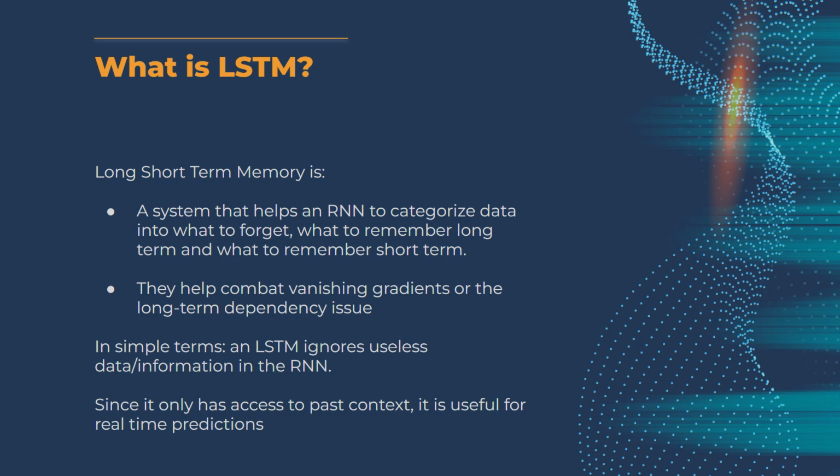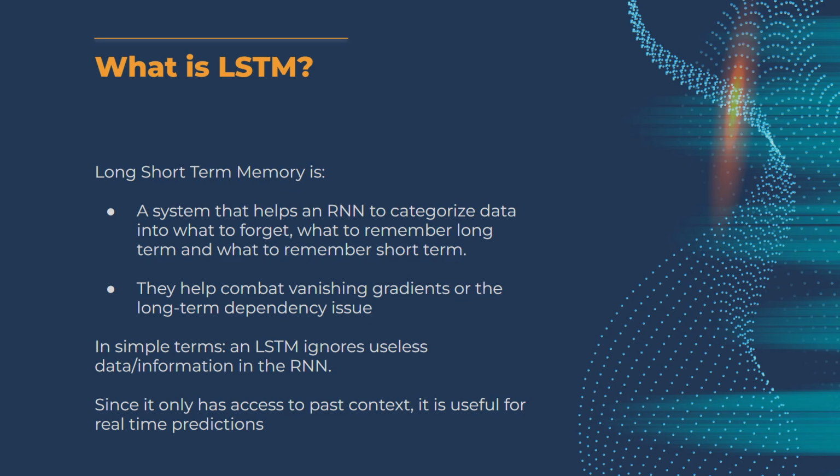So, long short-term memory is a system that helps an RNN to categorize data into what to forget and what to remember long-term, and what to remember short-term. They help combat the vanishing gradients and the long-term dependency issue in RNNs because they allow the RNN to remember more data and more useful data. They also forget data that we don't need. In simple terms, an LSTM ignores useless data or information provided by the RNN.